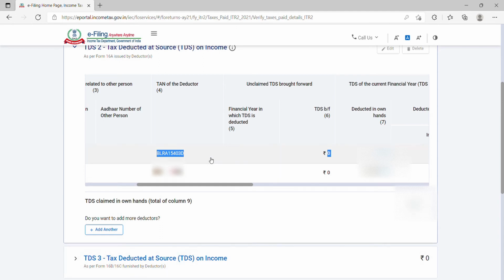So friends, in Form 26AS or under the tax deducted at source, you will find an entry called BLRA15403D, which is a TAN of the deductor. So you might be wondering what exactly this is. Basically, this is the TAN of the India Income Tax Department, Bangalore office, and this is primarily because you got a refund here, and income tax is providing a refund.